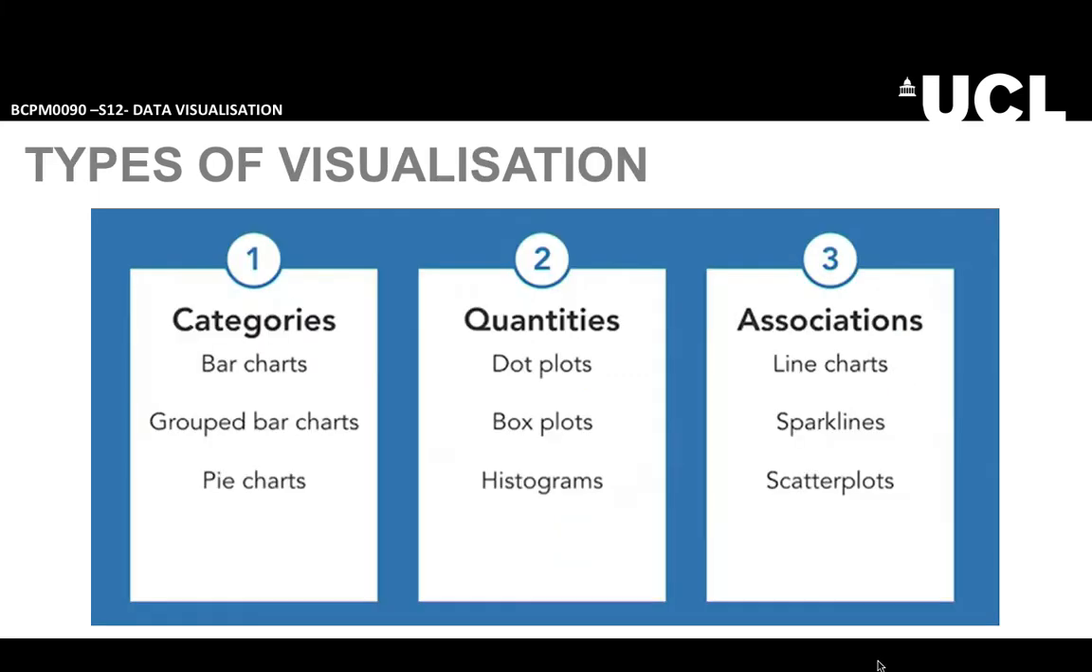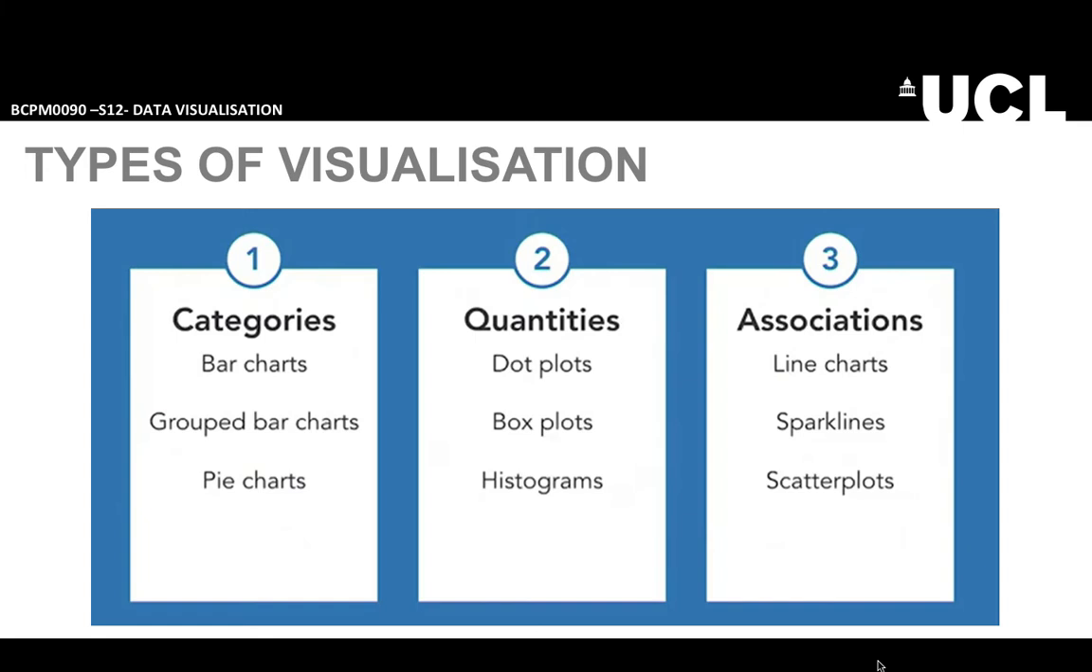Now we are going to look at different kinds of graphs, and we can provide a simple classification of graphs. The first one are graphs for categories. This is when we are going to count how many cases or observations there are in a particular bucket. Those graphs include bar charts, grouped bar charts, and pie charts. They are three very common tools. Another category of graphs are the ones used for quantities or things that you measure on a scale. This category would include dot plots, box plots, and histograms.